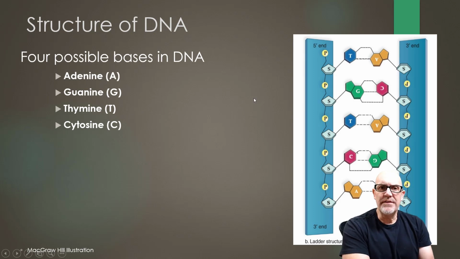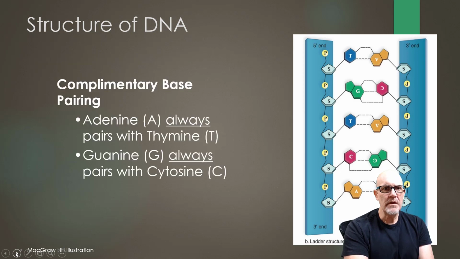With DNA, there are 4 nitrogenous bases. They are adenine, guanine, thymine, and cytosine, given the letters A for adenine, G for guanine, T for thymine, and C for cytosine. And you can see in this picture they're given different colors, and you can see the letters on them as well. These 4 bases pair in a complementary way, which means that adenine always pairs with thymine and guanine always pairs with cytosine. Looking at the picture, you can see the thymine is pairing with adenine, and the guanine is pairing with the cytosine.